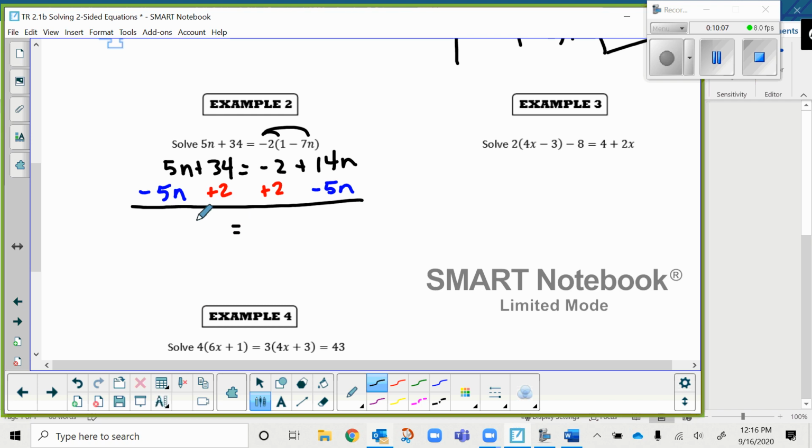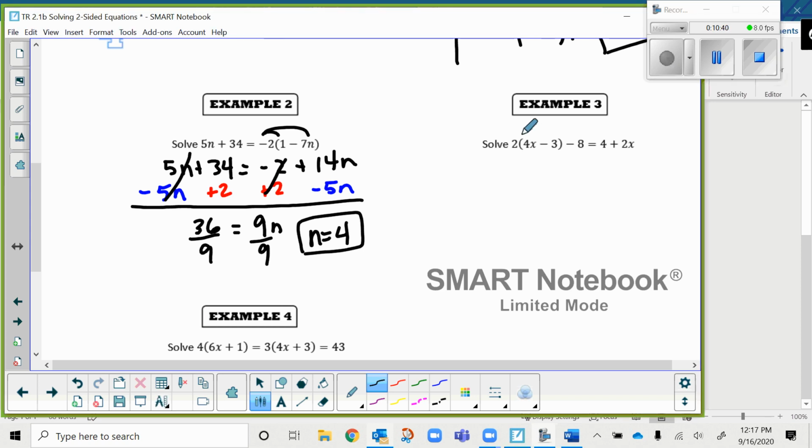So that gives me 36 on the left, the n's cancel. On the right, the 2's cancel, and I have 9n. And then just divide by 9. n equals 4. In example 3, oh, sorry, I should have said pause the video to work example 3 before you check your work and answers.